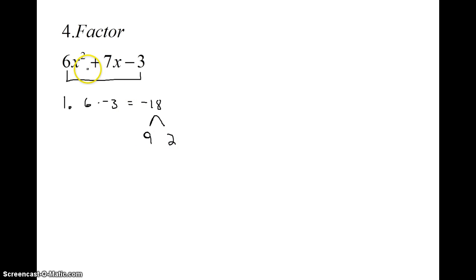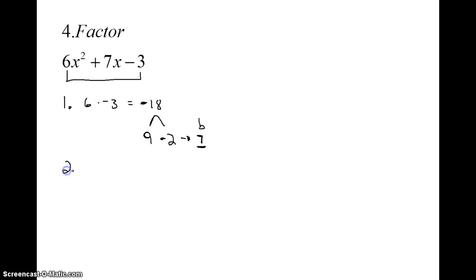And you guys notice that we have a positive here, so that means the biggest number is going to be positive. So this is negative. We need one negative number to get negative 18. So when you multiply, you do get negative 18. When you combine 9 minus 2, that is 7, which is the b value.